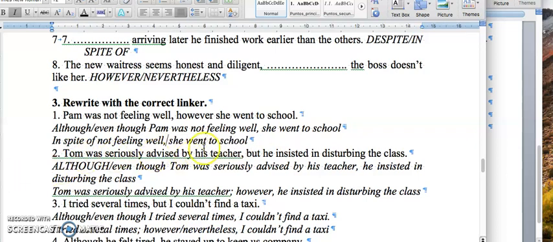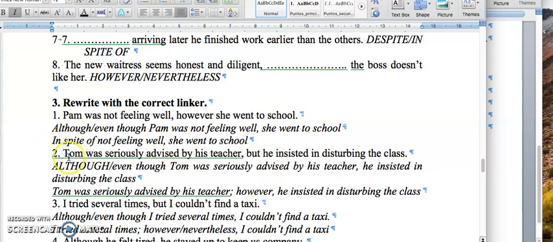Tom was seriously advised by his teacher. He insisted in disturbing. Although, even though Tom was seriously advised by his teacher, he insisted in disturbing. Tom was seriously advised by his teacher, however, he insisted in disturbing the class. And this sentence, okay, we can't use in spite or despite of. ¿Por qué? Porque tenemos dos sujetos diferentes.